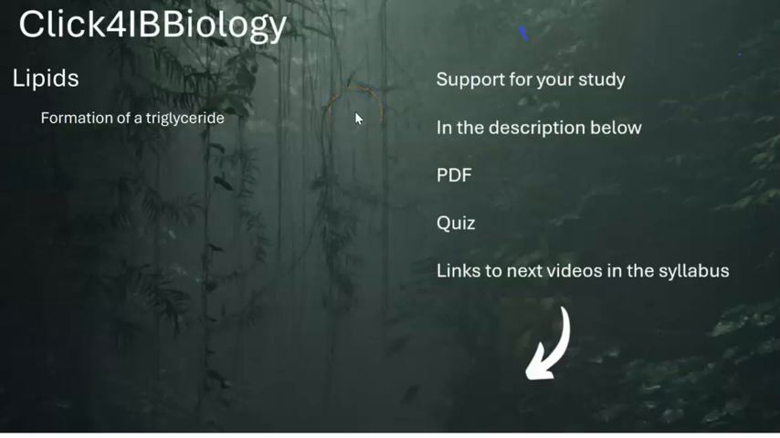Click for IB Biology, lipids, and in particular we're going to focus on a group called the triglycerides. Of course, lipids in animals are usually called fats, and in plants they're called oils. Although in animals the oils are present in animals such as fish. So we'll have a look at those.